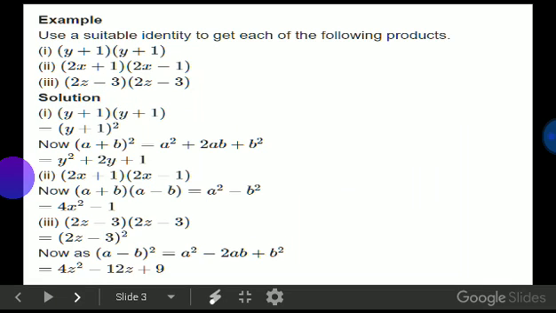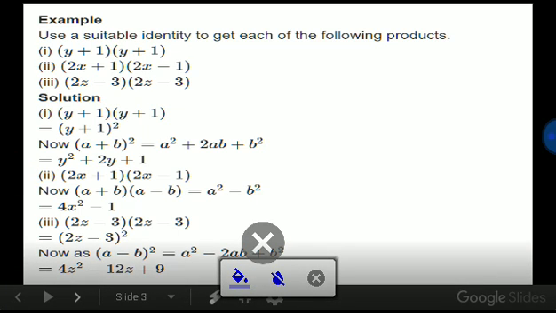Now let us try these questions with some examples. Use a suitable identity to get each of the following products. The first question is (y + 1)(y + 1). There are two same factors, so we can write it as (y + 1)². We can compare it with the identity we have just studied, (a + b)². By putting in this identity, we get the result y² + 2y + 1.